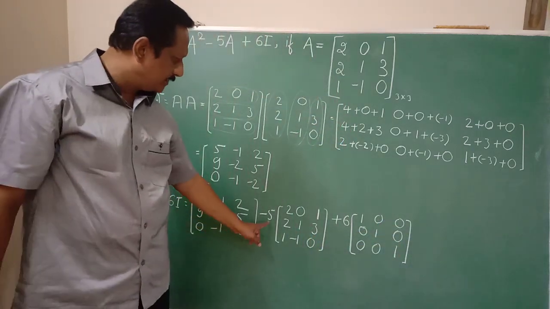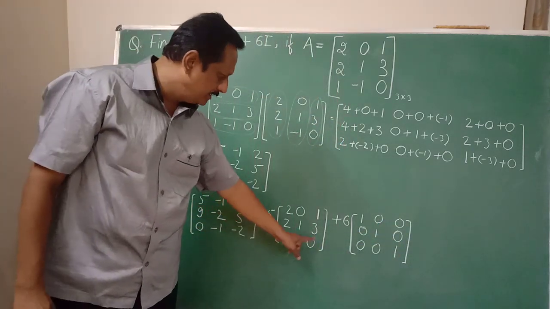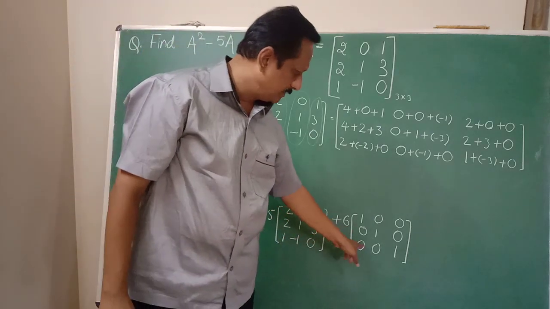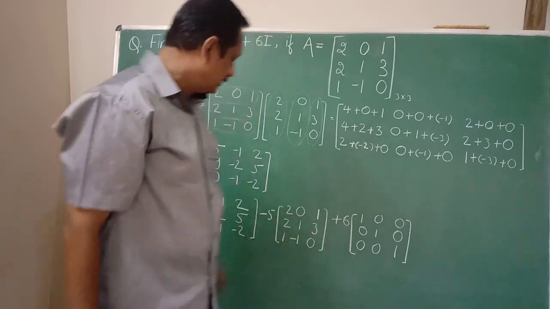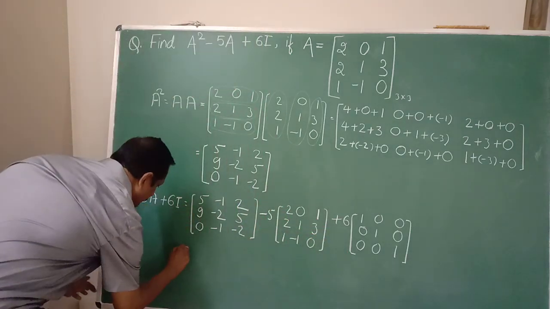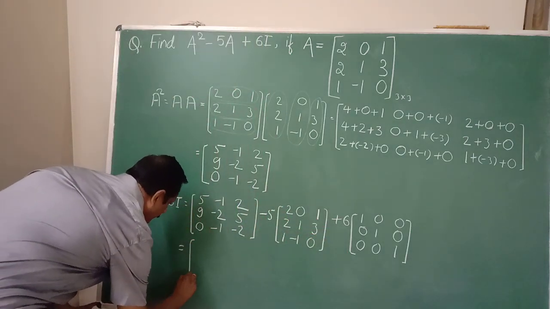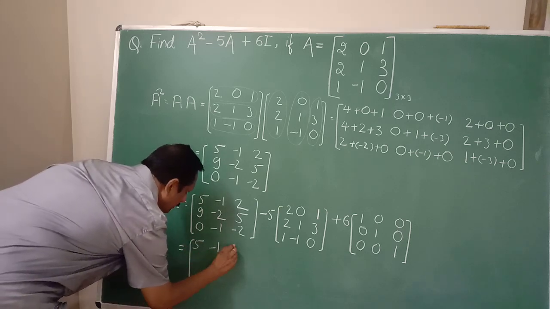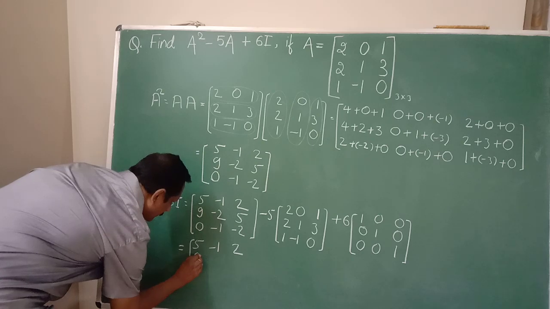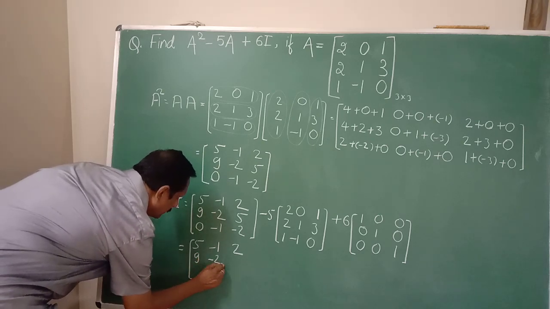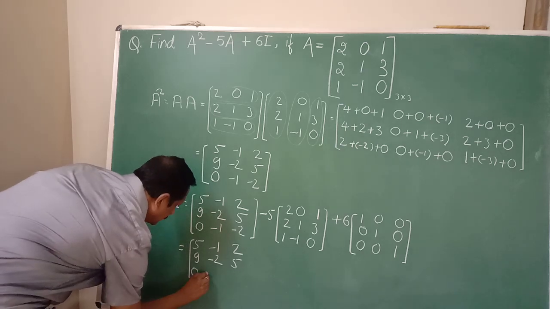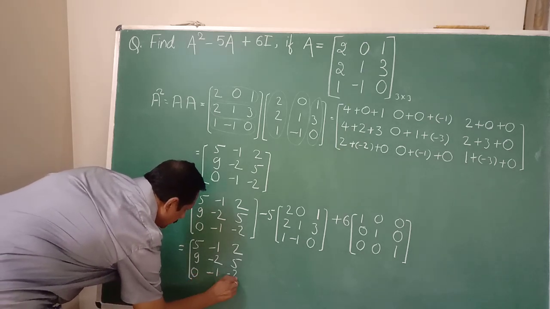Now take this 5 inside, meaning multiply each element by 5. Take this 6 inside, meaning multiply each element by 6. Therefore write this one as it is here. This is equal to 5 minus 1 plus 2, then 9 minus 2 plus 5, then 0 minus 1 minus 2 here.